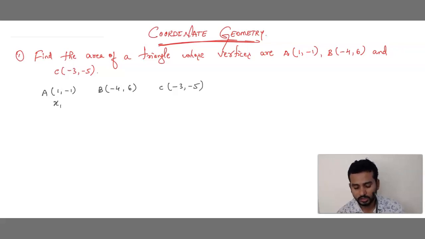So the first coordinate is x1, y1. What is the value of x1? 1. y1 is -1. Later you can copy down. First you can just listen to the concept. The value of x1 is plus 1. y1 is minus 1. Same thing x2, y2. Third coordinate x3, y3. The value of x2 is -4, y2 is +6. x3 is -3, y3 is -5. Correct? Now after this what can we do?